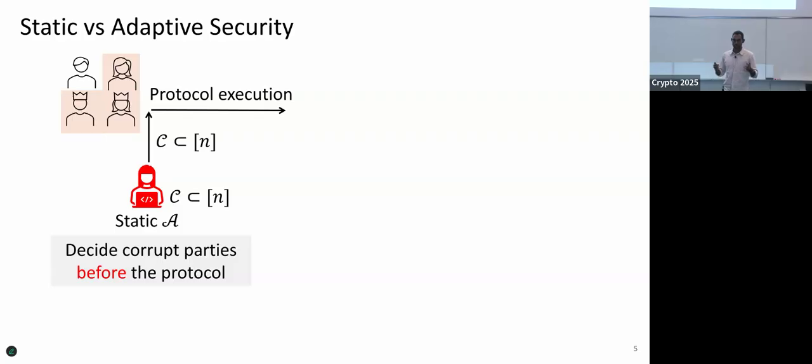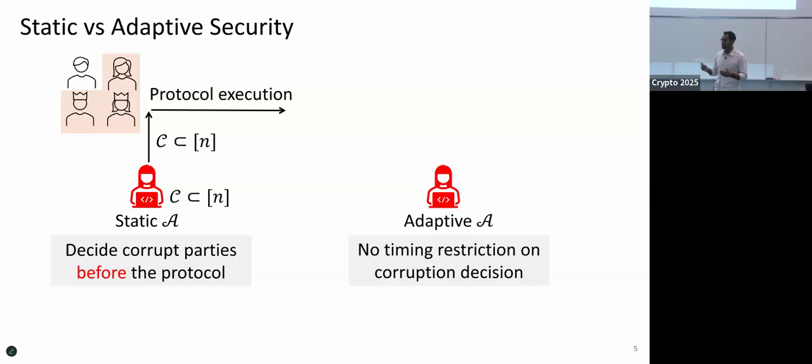And when we say a protocol is secure in the static adversary model, this is the restriction we're putting on the adversary. Alternatively, we have this more realistic adaptive corruption, where we don't restrict anything, don't restrict the timing of corruption on the adversary. And by timing, I mean timing of decision on who to corrupt.